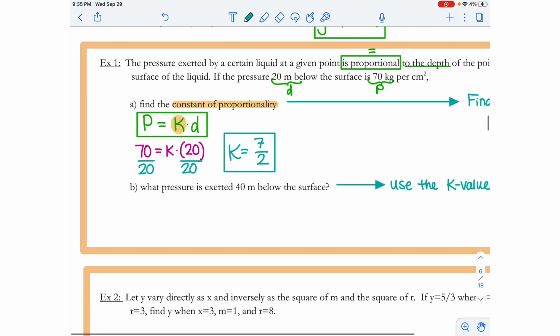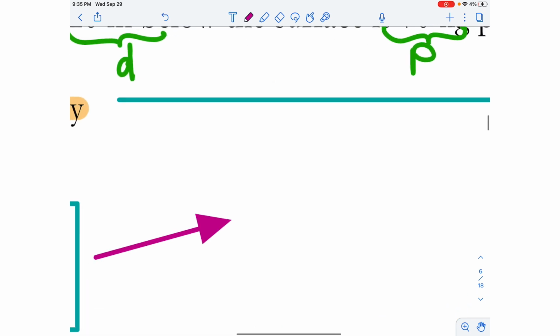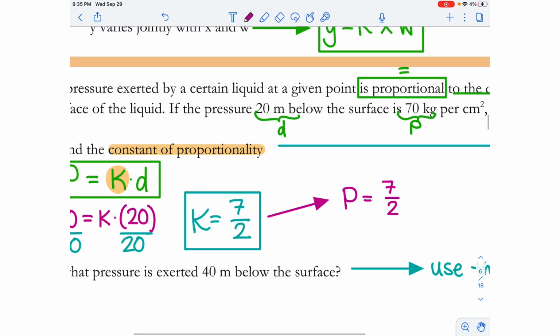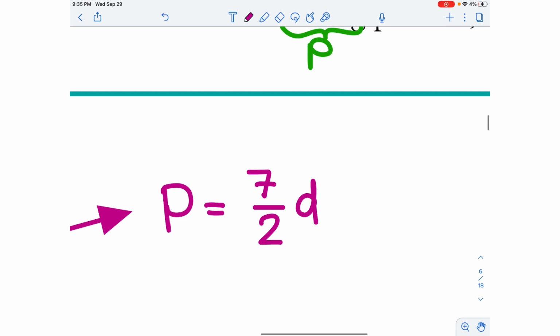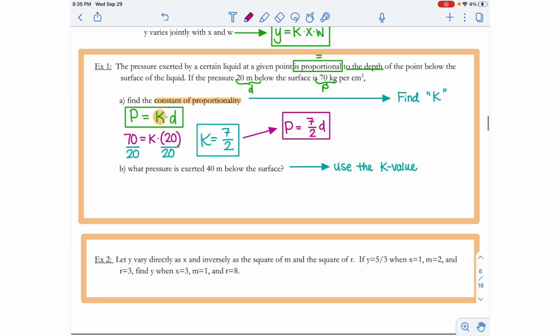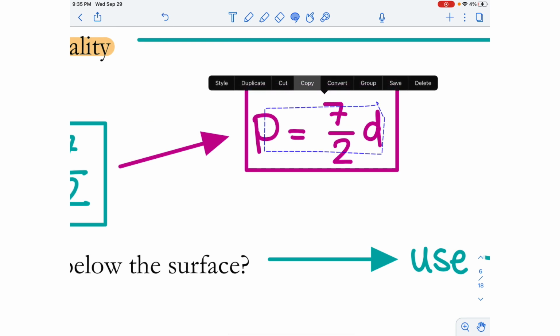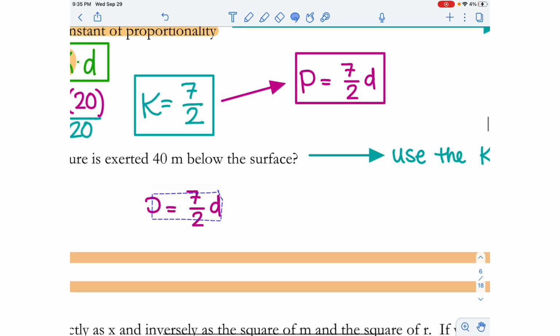Okay, so what this means is that the actual formula is not P equals K times D. The actual formula is going to be, from now on, P equals 7 over 2 times D. Replace the K with the number you got. So now this is the formula that we're going to use to answer the next question. It says, what pressure is exerted 40 meters below the surface? Well, I'm going to use my new formula with my K value.